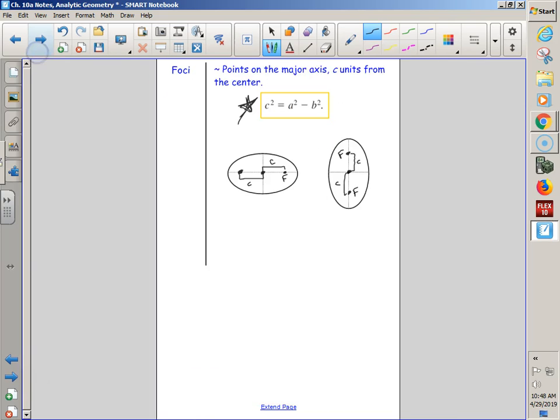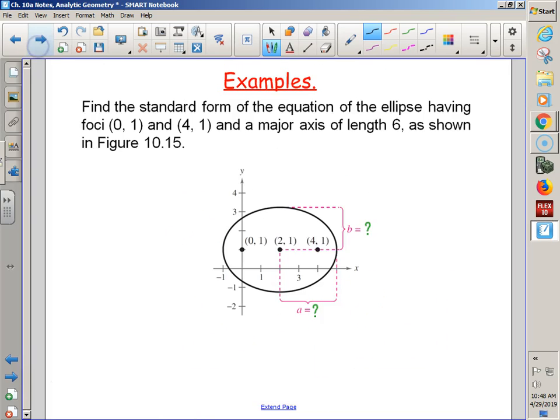So let's go to the example you guys are working on. So give me something. Give me anything. Ooh. Somebody thinks C is important. C equals 2. I like it because what's the distance from the center to the focus? 2. Either direction. Good. C equals 2. Give me something else.